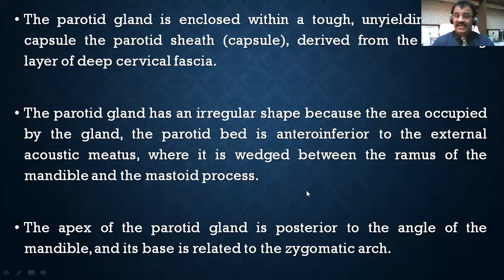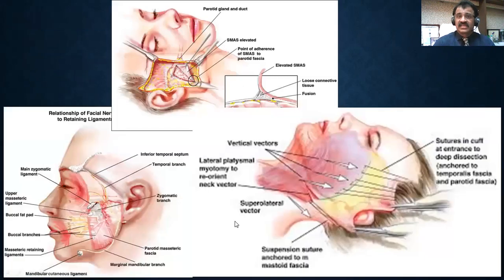The apex of the parotid gland is posterior to the angle of the mandible, and the base is related to the zygomatic arch. So the base is above and the apex is below. That is why it is called parotid, because para means around, and otid comes from the ear. So it is around the ear. You can explain it in terms of its word meaning. Here in this picture, you can see the parotid glands shown in different views.